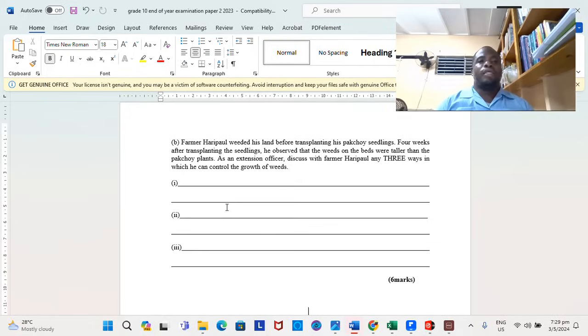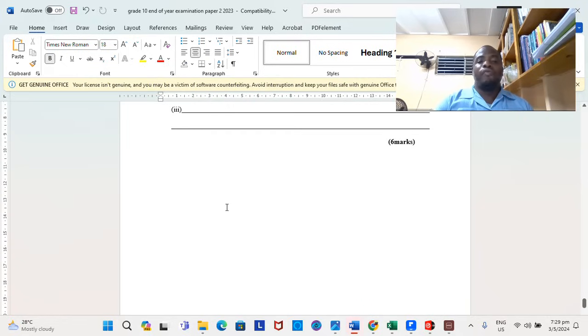Other implements can be used, like a cutlass, to cut away the grass. And I didn't think I said this, but weeds are unwanted plants, so plants that are growing in areas where they're not needed. And so we can use the cutlass as a mechanical method. Manual is just hand pulling. So I can basically go and pull the weeds with my hand and have them rid from the farm. So manual, chemical, biological, and also mechanical are ways that we can control weed growth.